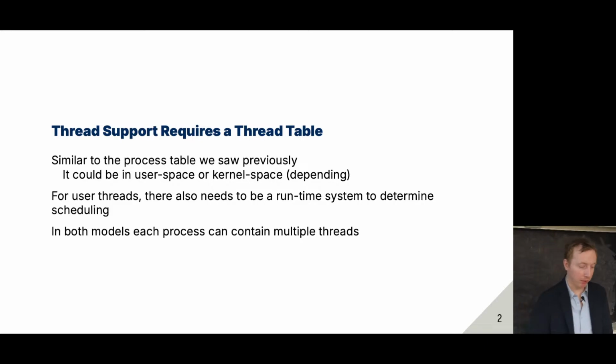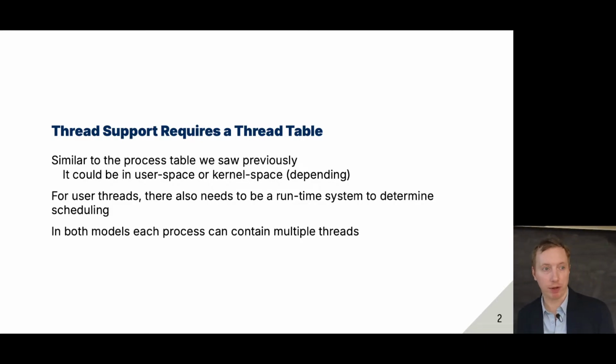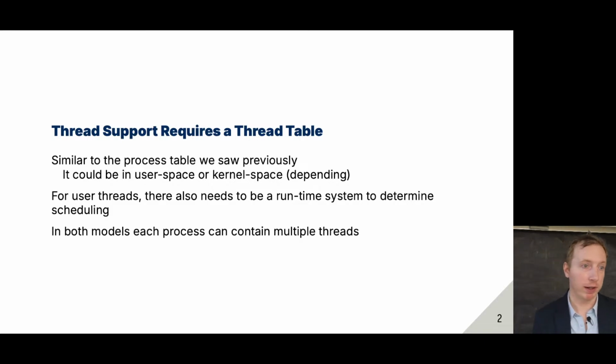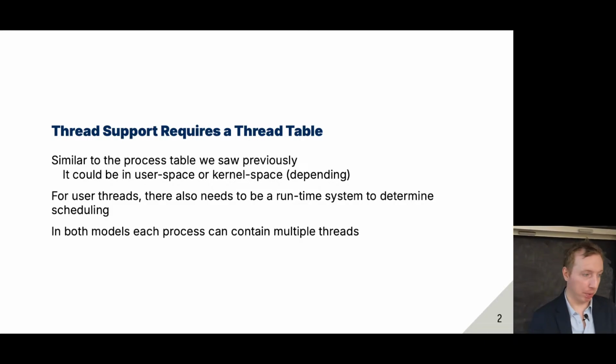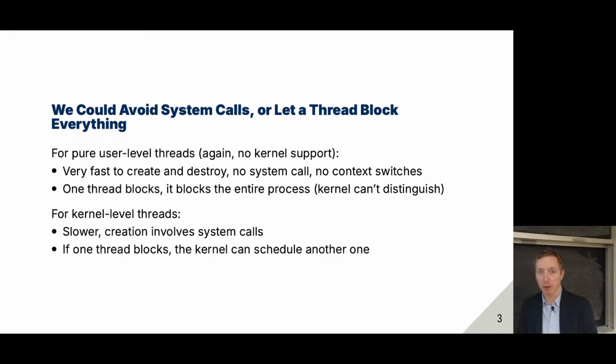So in both models, a process can contain multiple threads. The only difference is whether or not the kernel actually knows about that, and the major difference for you is whether or not it can run in parallel. So why would we want to do this?